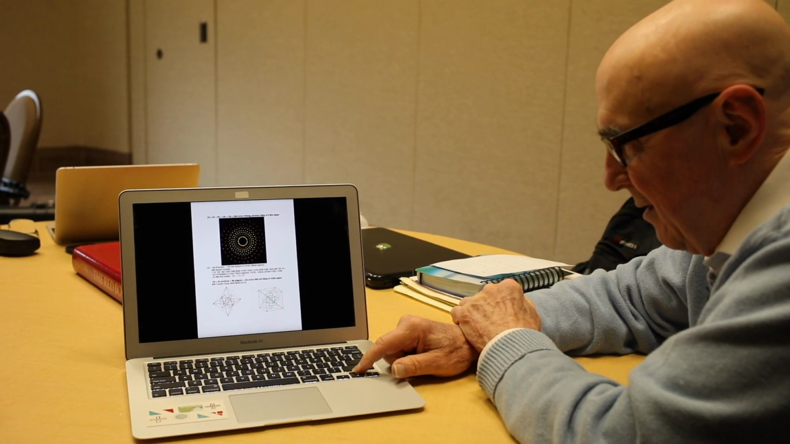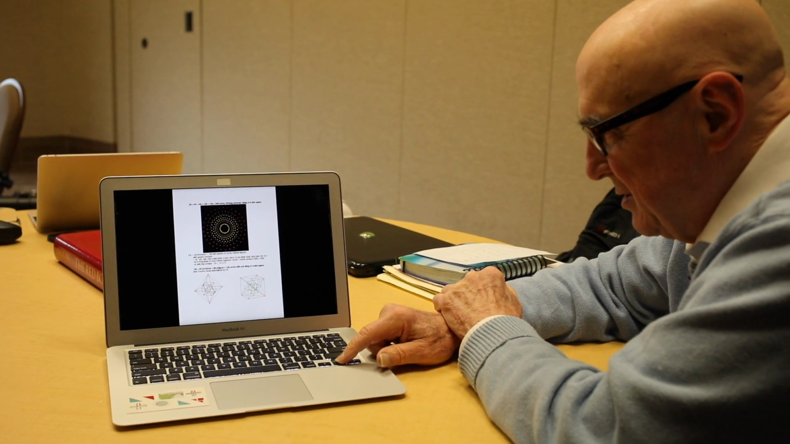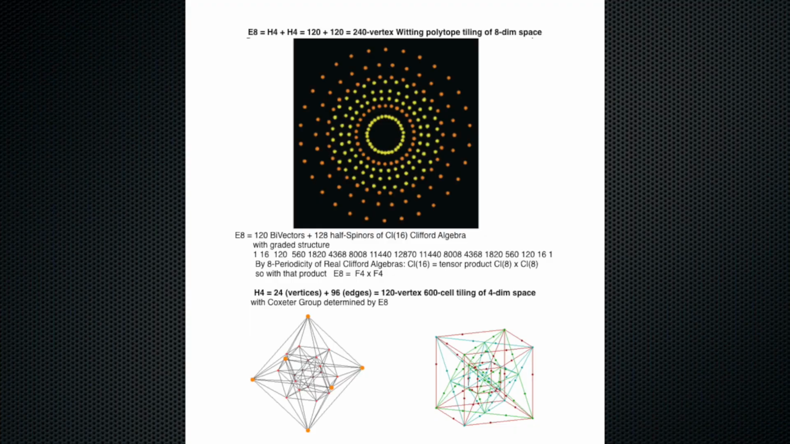And now that I've done that, I want to say how it filters down to the lower dimensions. This is E8, shown as a round representation. 8 circles, 30 dots per circle, 120 orange dots, 120 yellow dots. And one of the yellow dots would be the gravity ones. The orange dots would be the standard model ones.